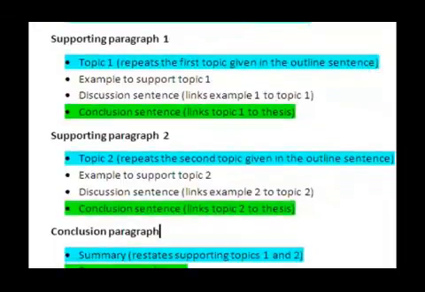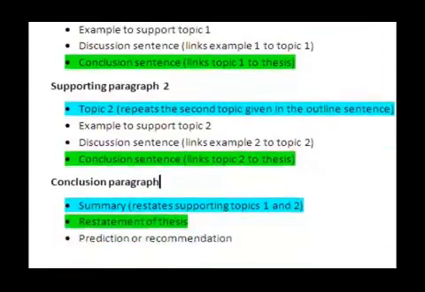In supporting paragraph 2, you start by presenting topic number 2, which you had originally stated in your outline sentence of the introduction paragraph. You give an example to support it. You also give a discussion sentence, linking your example number 2 to topic number 2. And finally, you give a conclusion sentence which links supporting paragraph 2 back to your thesis, which was in the introduction paragraph.